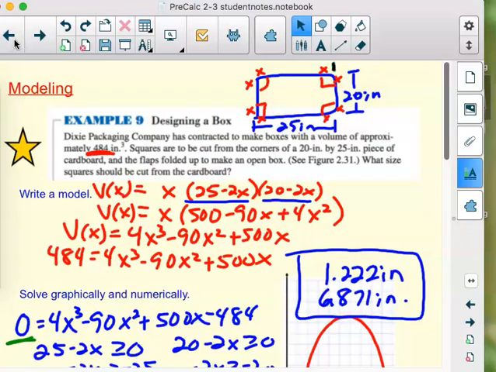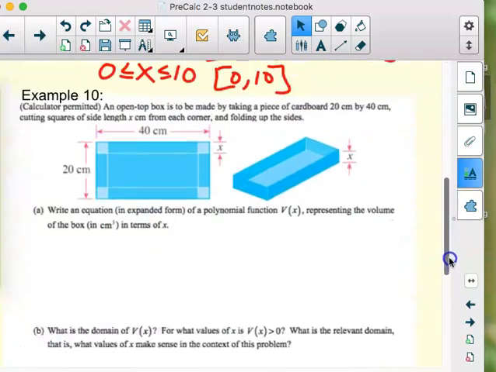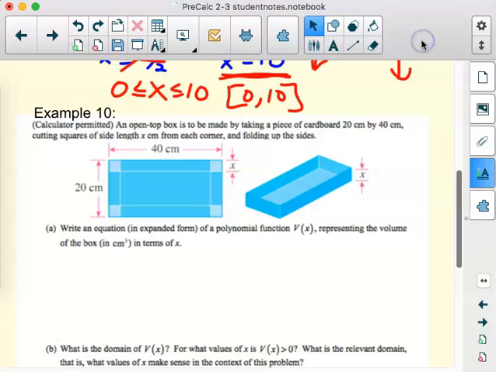All right, so we're back to boxes. And this one says, obviously calculator permitted, an open top box is to be made by making this time a 20 by 40 centimeter piece of cardboard. And they're going to cut those squares just like we did before and fold up the sides. And A says, let's write an equation in the expanded form, so in standard form, of a polynomial function v of x representing the volume of the box in cubic centimeters in terms of x.